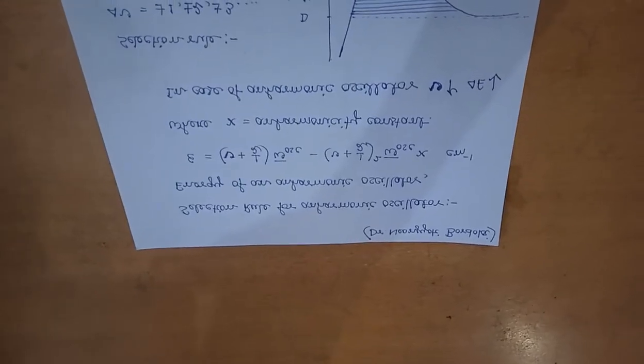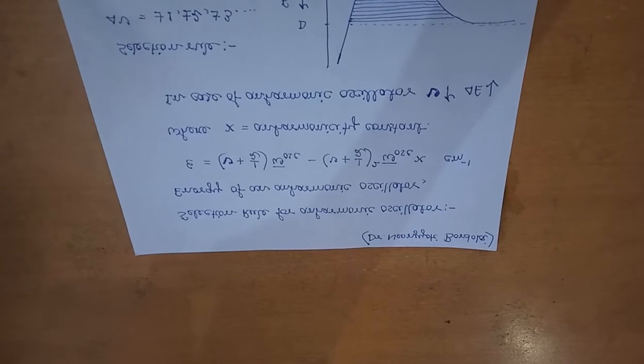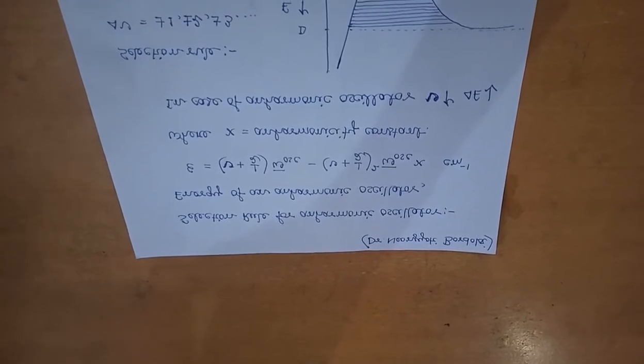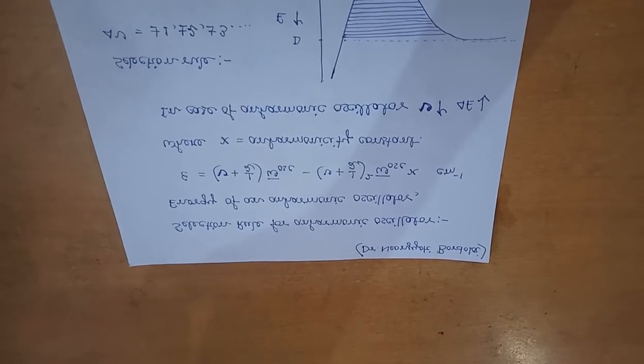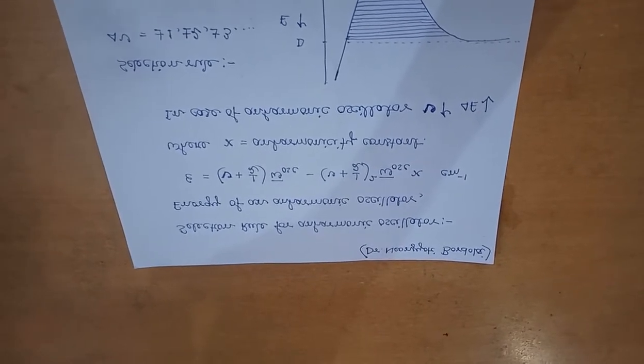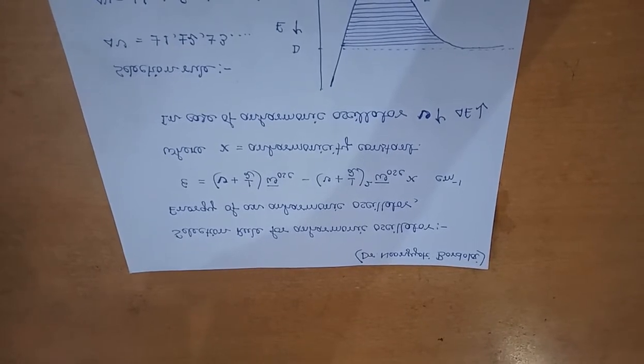Everyone, today I am going to talk about the anharmonic oscillator. First, the energy expression of the anharmonic oscillator is epsilon v equals (v plus half) omega bar oscillation minus (v plus half) square omega bar oscillation into x centimeter inverse, where x is the anharmonicity constant.